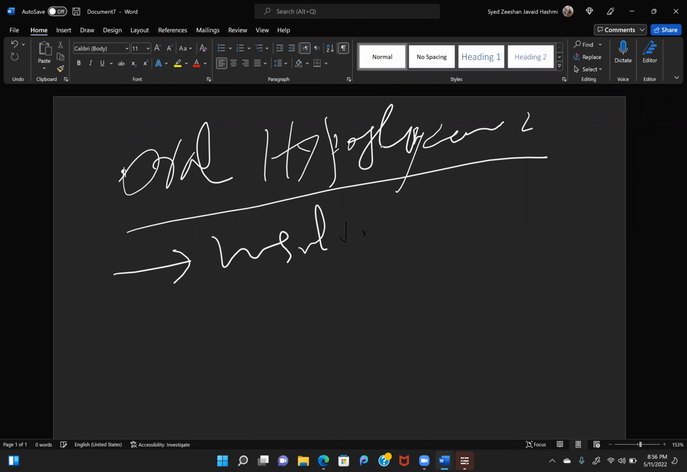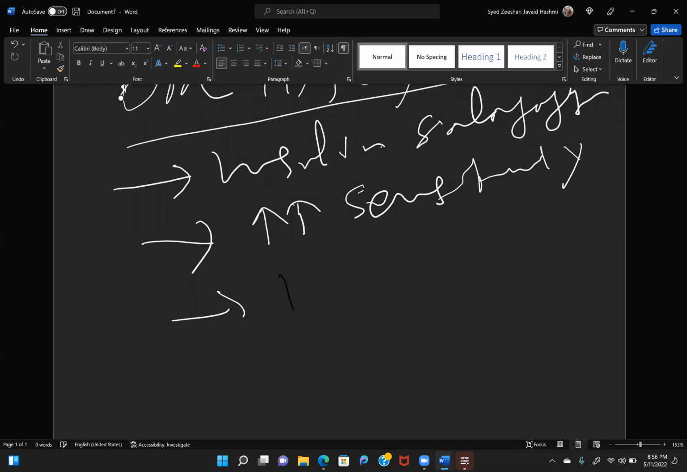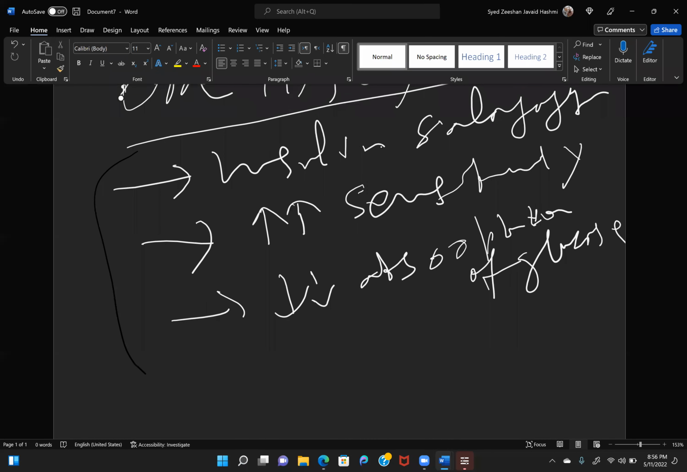One is insulin secretagogues, which increase sensitivity, and we have sulfonylureas, which increase sensitivity. Another is decreasing the absorption of glucose in the gut. Basically, if you understand this, the ones that increase insulin secretion will cause hypoglycemia.